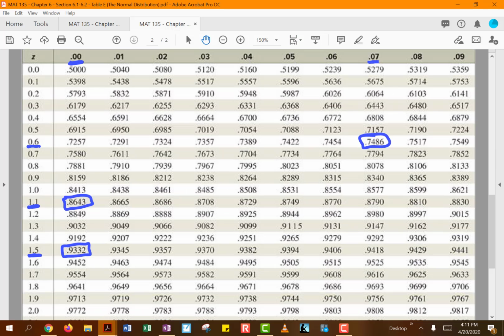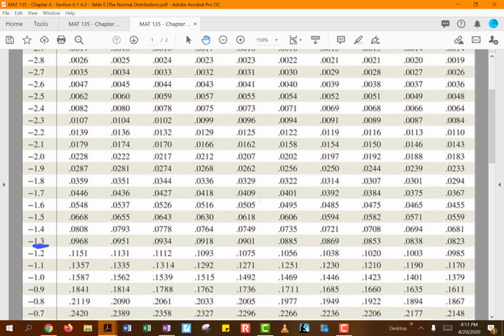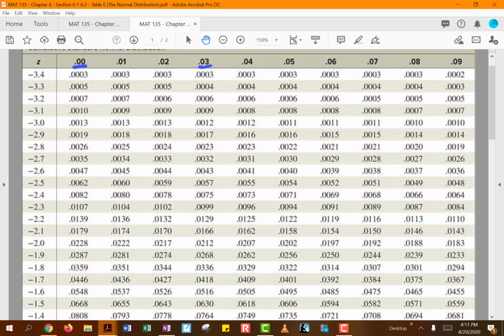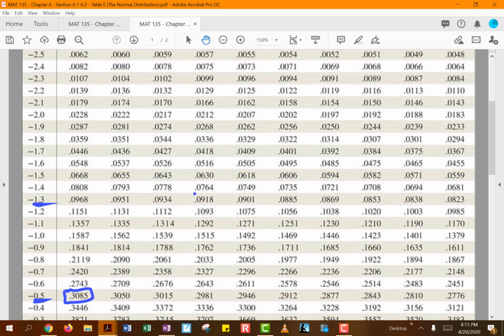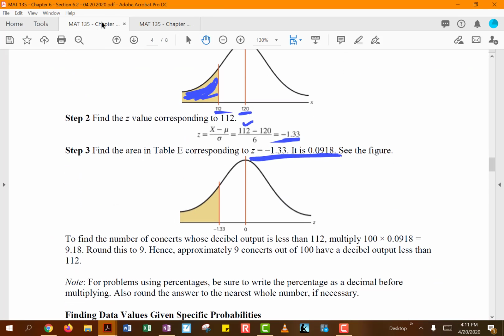So again, looking at our table, we are going to negative 1.3, and then of course we need to go to 0.03 at the top. So this will be right over here. So using that intersection, looks like we are actually coming at 0.0918. Okay, so you can see that right over here. So this here is going to represent 0.0918.